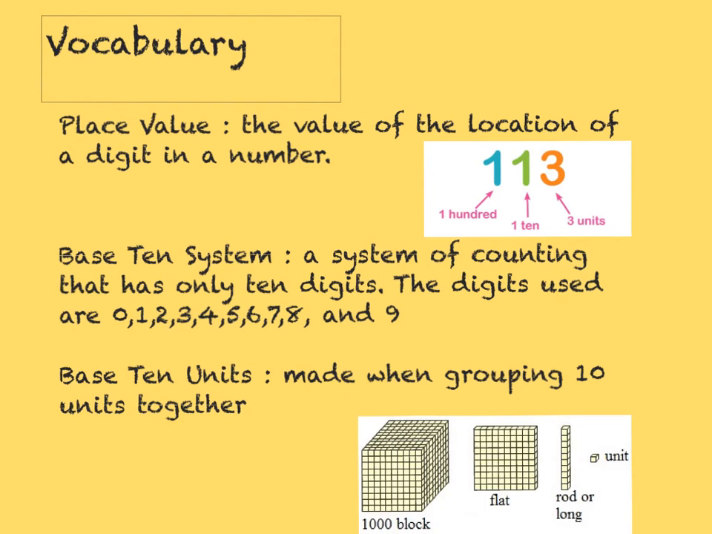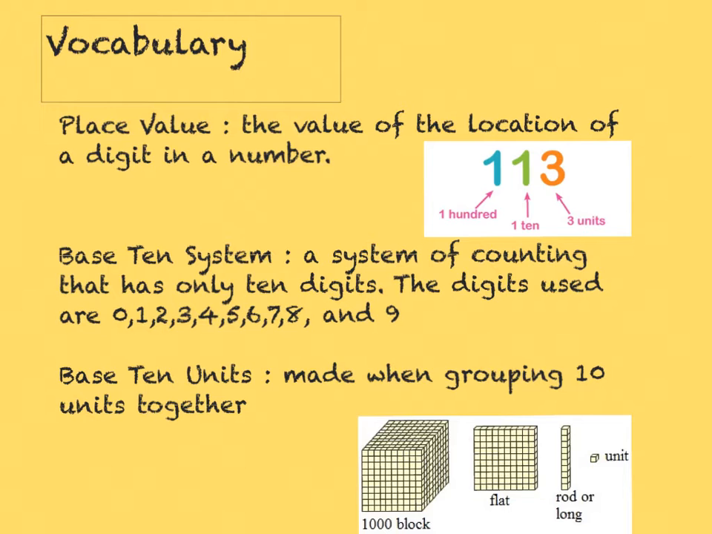Let's begin with some vocabulary. The first term is place value. That is the value of the location of a digit in a number. If we look at the number 113, the location of the digit 3 has a place value of 1.